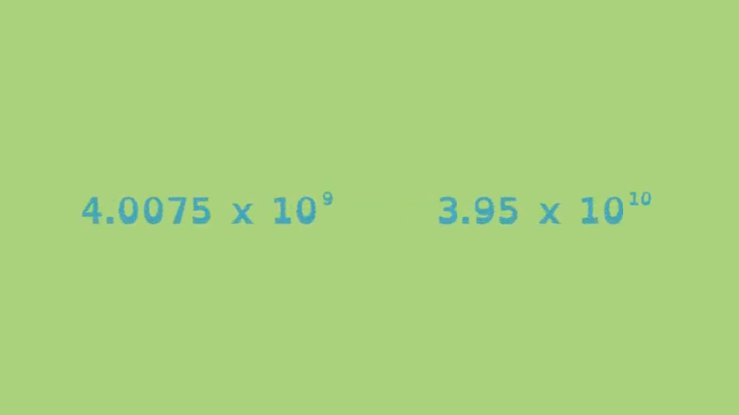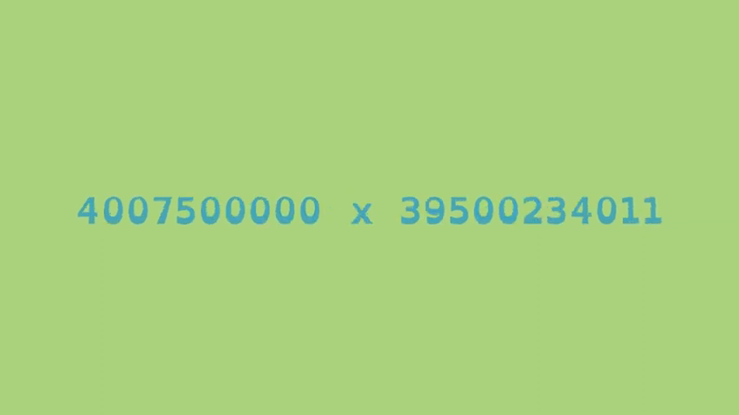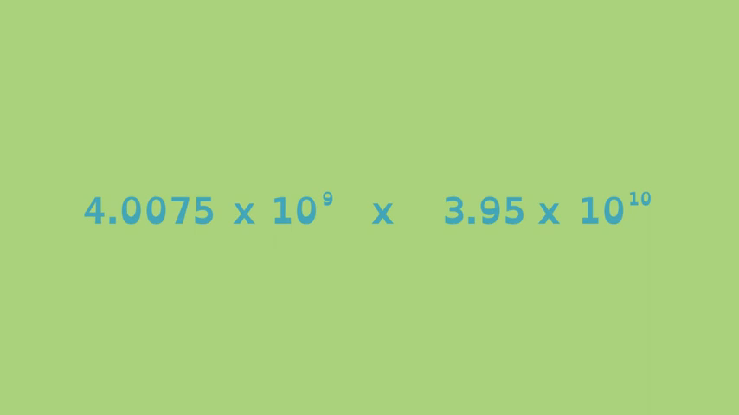To know for sure, you can count the digits, or you can use scientific notation. We can see that the number on the right will be bigger, since it is multiplied by 10 to the power of 10, whereas the number on the left is multiplied by 10 to the power of 9. Multiplying these numbers is a lot easier if you use scientific notation. First, you multiply the numbers separately.